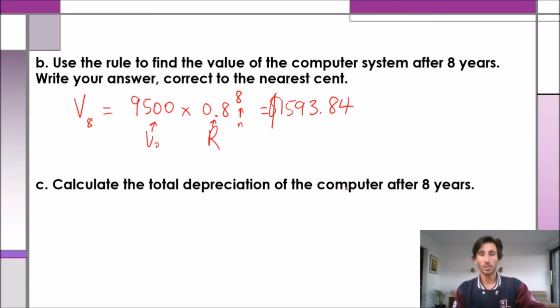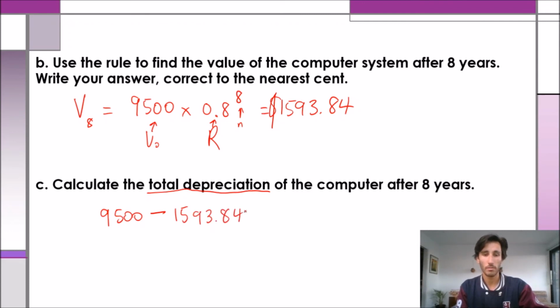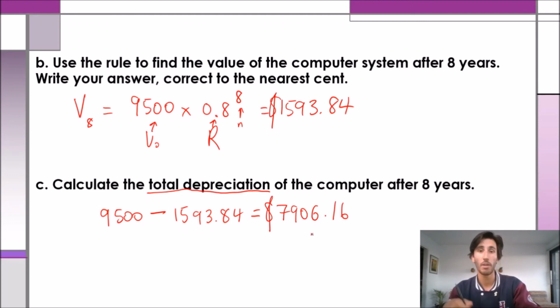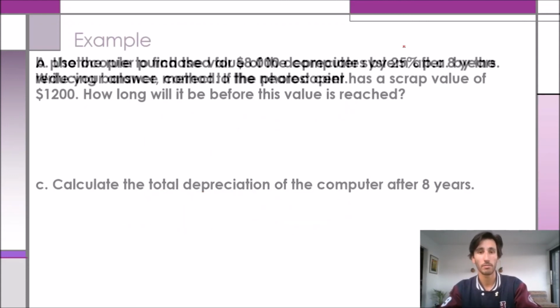Calculate the total depreciation of the computer after 8 years. So what this is asking for is how much has this computer gone down in value? So we simply do 9,500, which is the starting value, minus the value after 8 years, and that gives us $7,906.16. So that's how much the computer has depreciated by. It's gone down by that much value in 8 years.